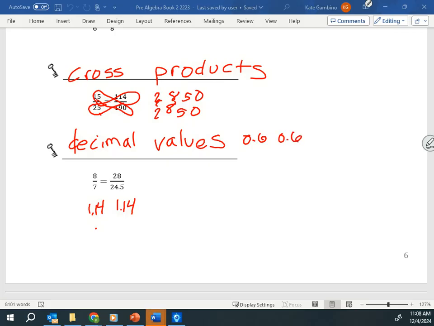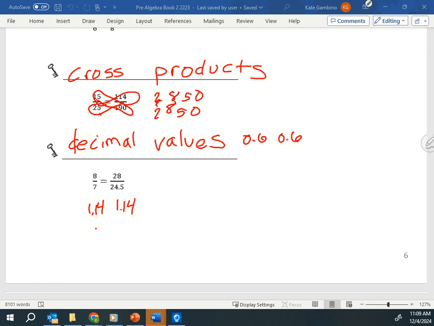See, we can use any of these 5 ways for any problem. Some are easier to use than others, right? Some we look at those numbers, we look at 3/4 to 9/12, and we know we're multiplying by 3. We can see it right away. The bigger, crazier numbers, it's not so easy to see. So we do something like cross products or decimal values. You can use whichever one you want, doesn't matter. All 5 get you the same answer.